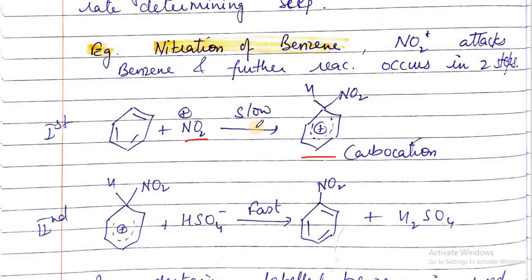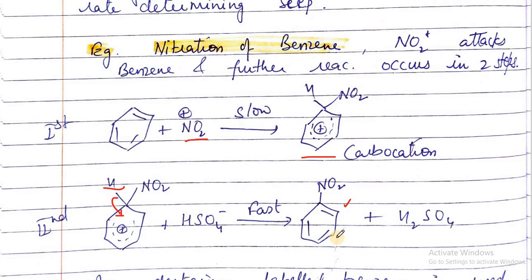When the bisulfate ion reacts with this, the hydrogen is abstracted and these electrons come back to the ring, and so we get nitrobenzene and sulfuric acid, H2SO4. So in this reaction of nitration of benzene, first nitronium ion attacks benzene and then the carbocation is formed, then this stabilized carbocation reacts with bisulfate ion to give nitrobenzene.